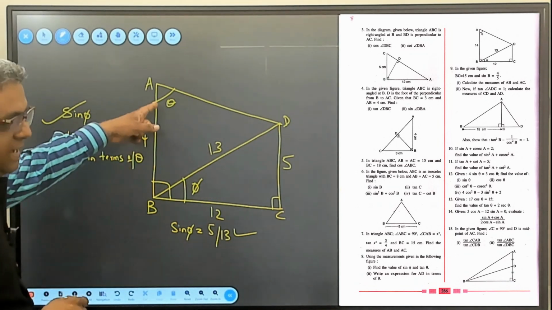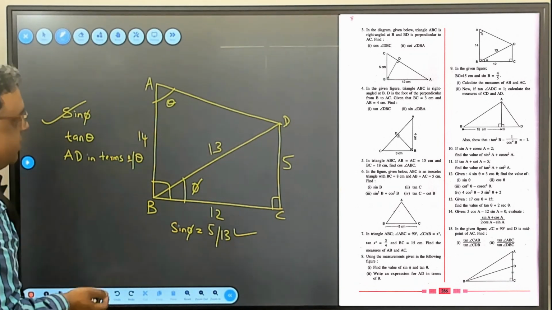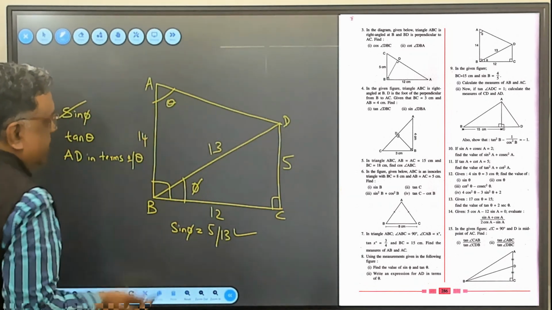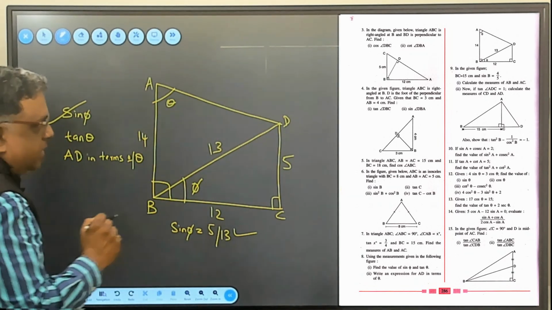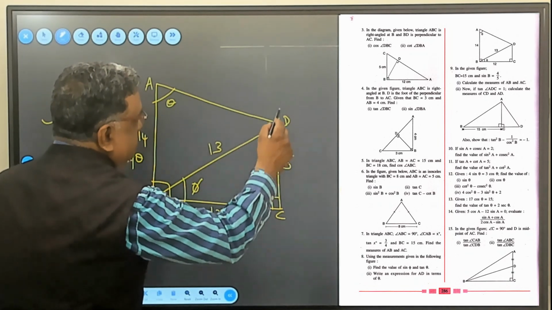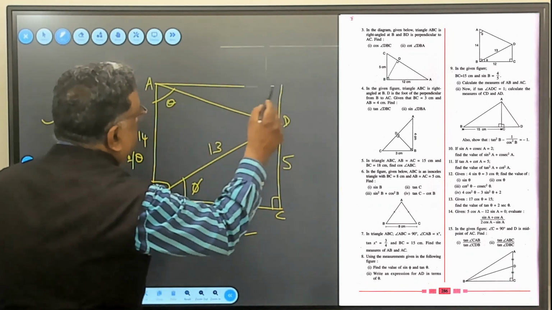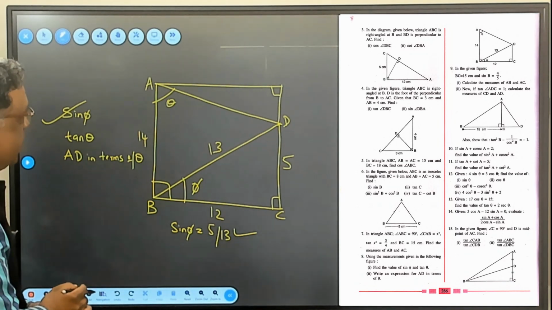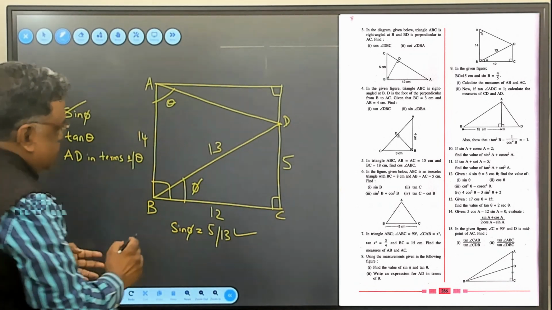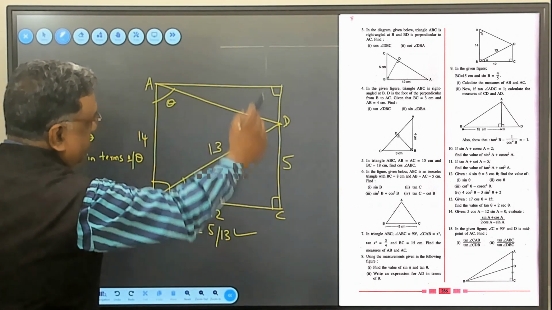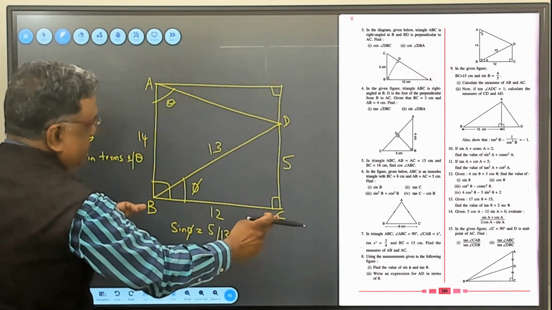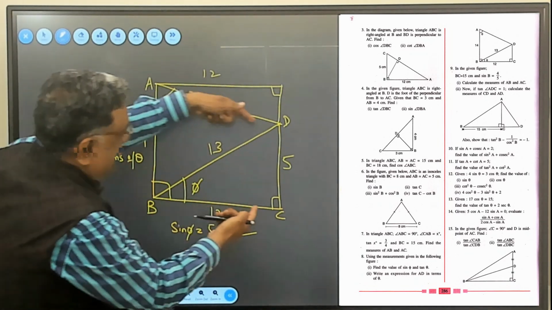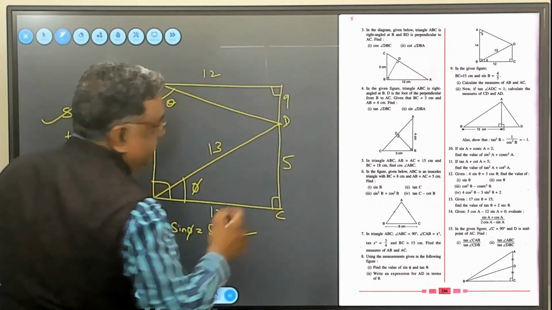Now we need to find tan theta. How do I find tan theta? For finding tan theta, I need a right angle triangle, but this is not a right angle triangle, right? So I need to construct something which becomes a right angle triangle. So I will extend this here and drop a 90 degree. Clear? Now since this became a rectangle, if this is 12, this also is 12. This is 14, this is 5. So this will be 9.